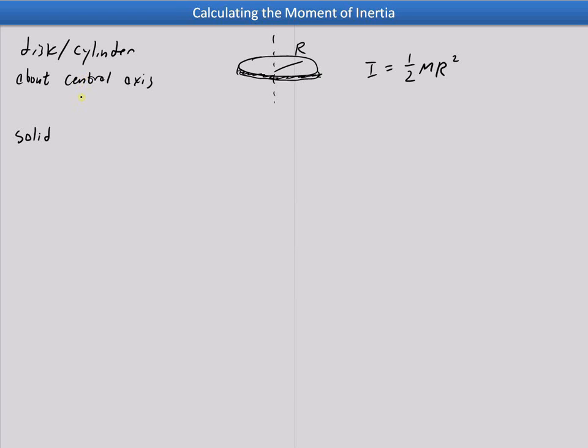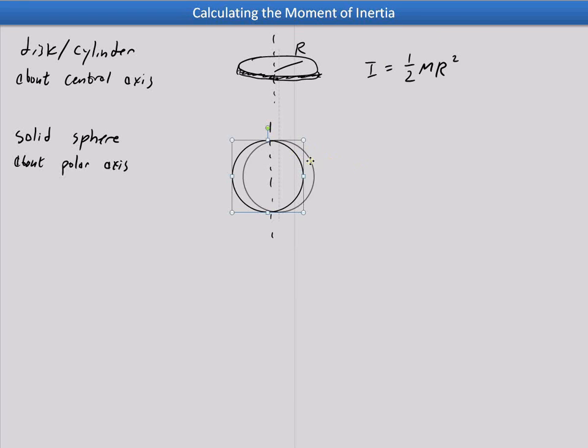Another very common object that you'll see is a solid sphere. We'll do that about the polar axis. So that's, say, like a planet, at least as a first approximation, because we are assuming the density is constant throughout the whole thing. So, all right, that is a bad circle even for me. Ta-da! All right, I'll just cheat and let PowerPoint make my circles perfect. Except now I can't line it up. All right.